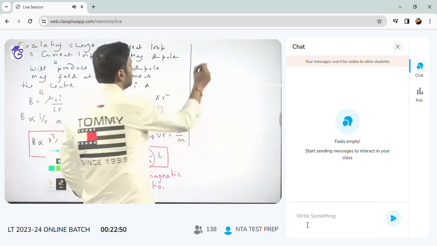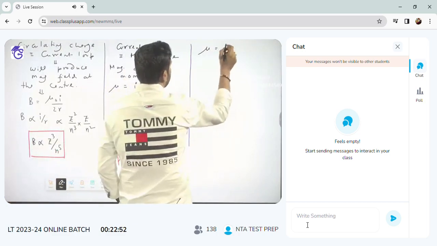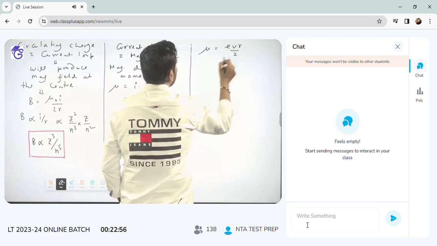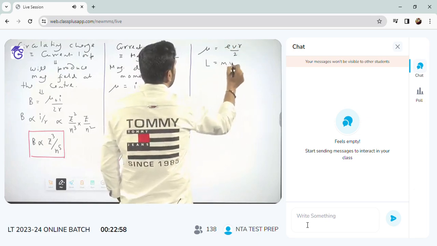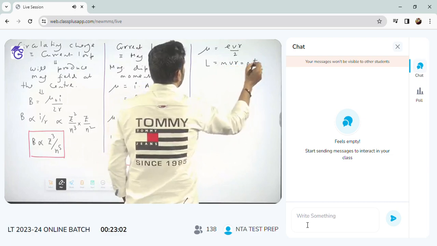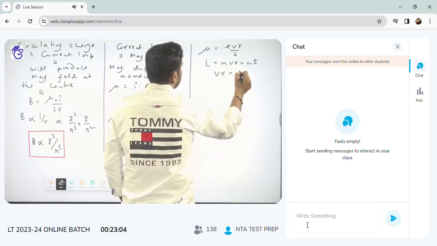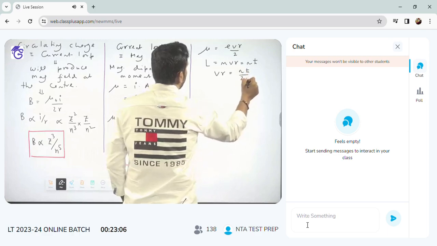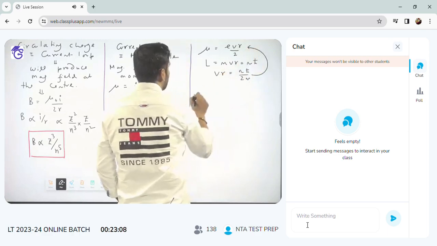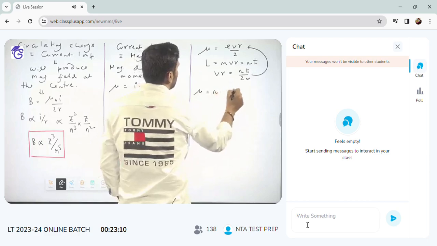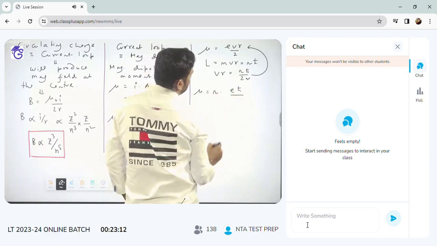What we can do? We can further write mu is equal to mvr by 2. We also know L is equal to mvr, which is quantized as n h cut. So vr can be replaced as n h cut by 2m. Now if I replace this here, mu will become n into e h cut by 2m.